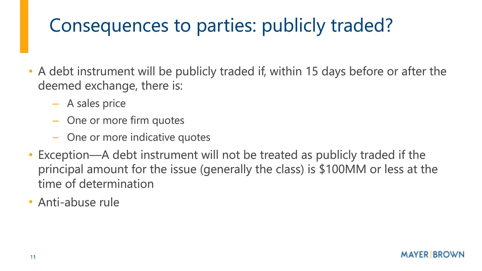And then finally, just as a procedural matter, we want to point out that it's the issuer's obligation to determine whether an instrument is publicly traded and make information available to the holders within 90 days of the issue date of the instrument in a commercially reasonable fashion, which can include electronic publication. Generally speaking, the issuer has to put that information out, and the issuer's determination is binding on the holders.